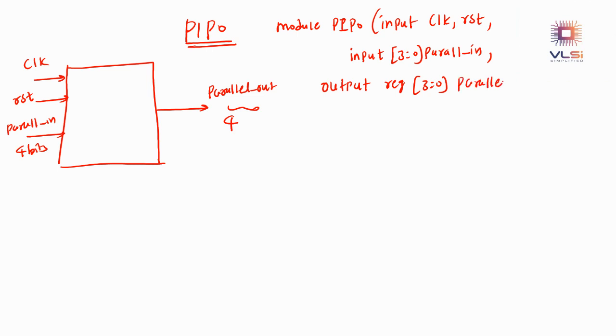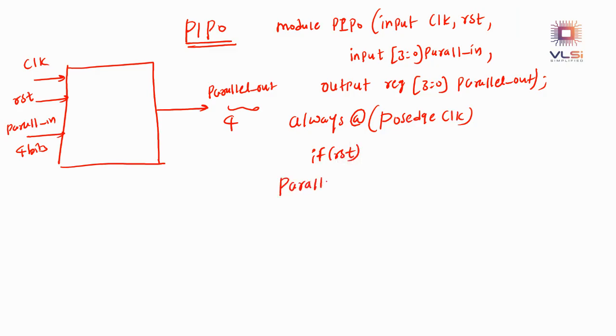Always at the positive edge of clock, if reset, what will you get? Parallel out equal to what? You are initializing the output of all the registers to 0, that means 4 tick binary 0000.